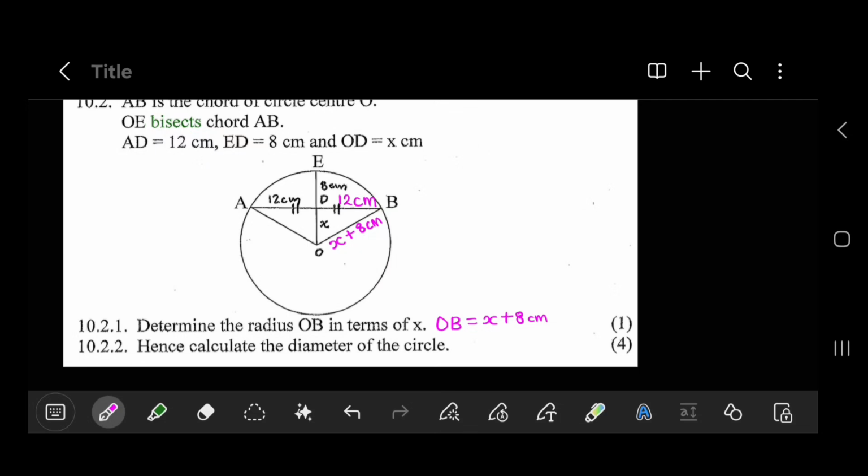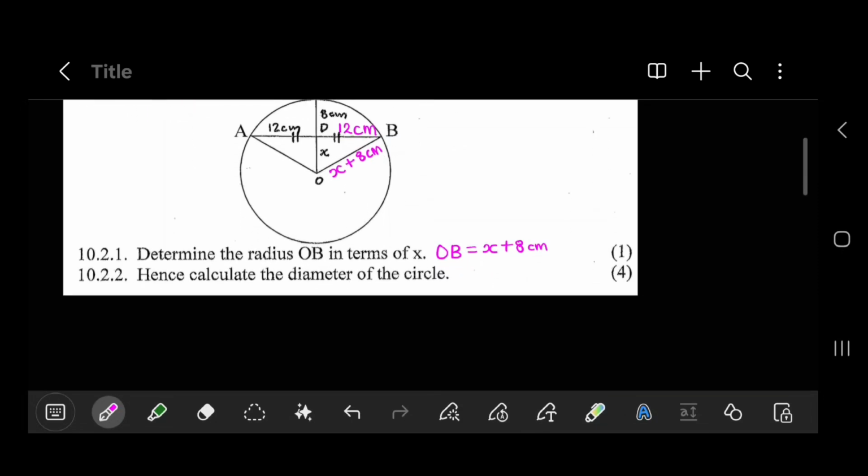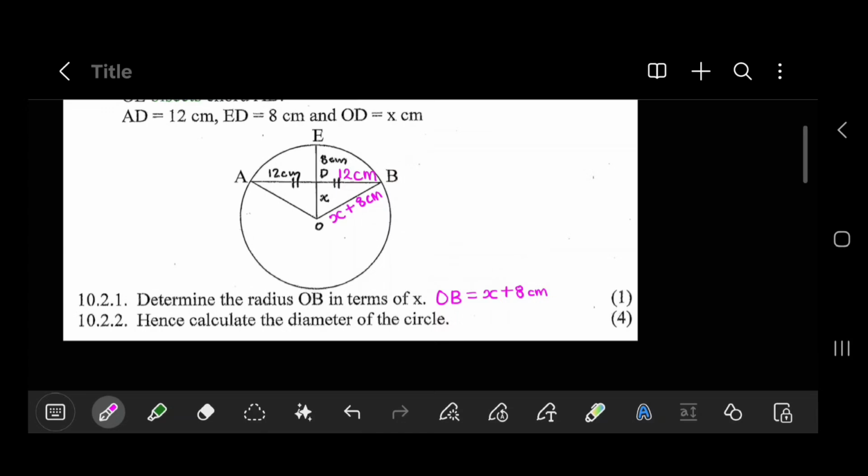A good place to start here is to solve for x, seeing that in the length of the radius you have x, which is unknown. If you're able to solve for x, we know x plus 8 is the radius. So let's go ahead and try to solve for x first. What are we going to use? I'm going to make use of triangle, let's call this DOB, and the reason is because this is actually a right-angled triangle.